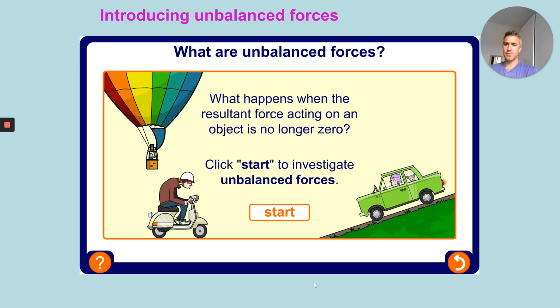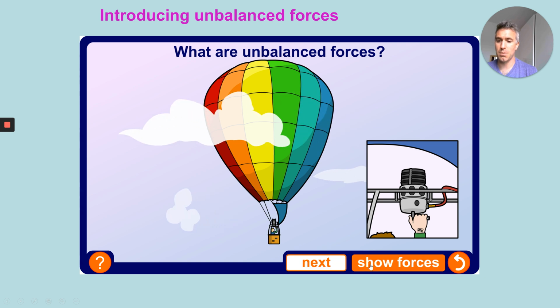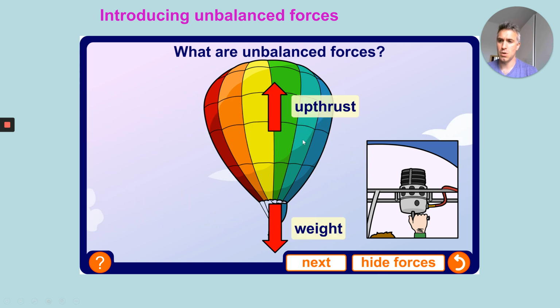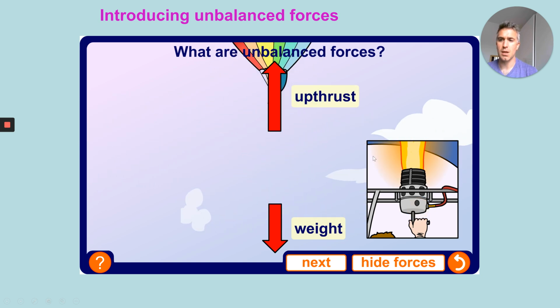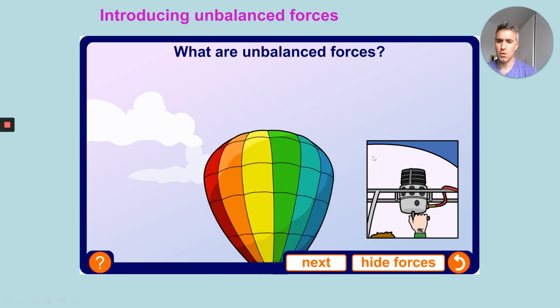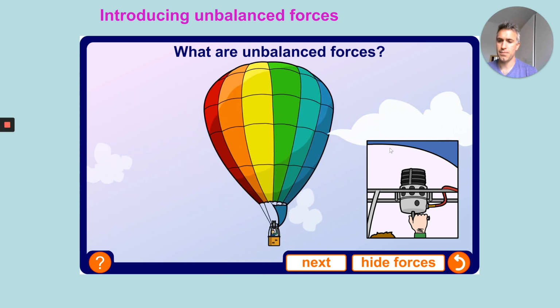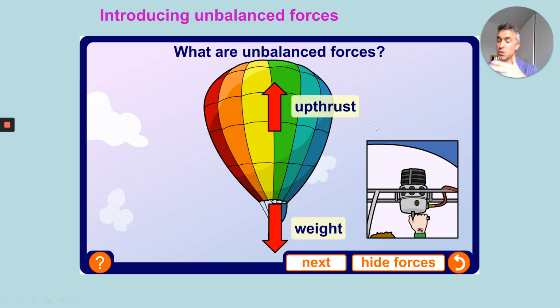Here we have a situation. What happens when the forces are unbalanced? Let's look at what happens when the forces are unbalanced. So we have a hot air balloon. Let's show when the forces are unbalanced. You turn on the burner, the upthrust increases. So therefore, they come back into line. So right now the forces are balanced. This balloon doesn't drop to the ground, it's in the air, so it stays in the air.